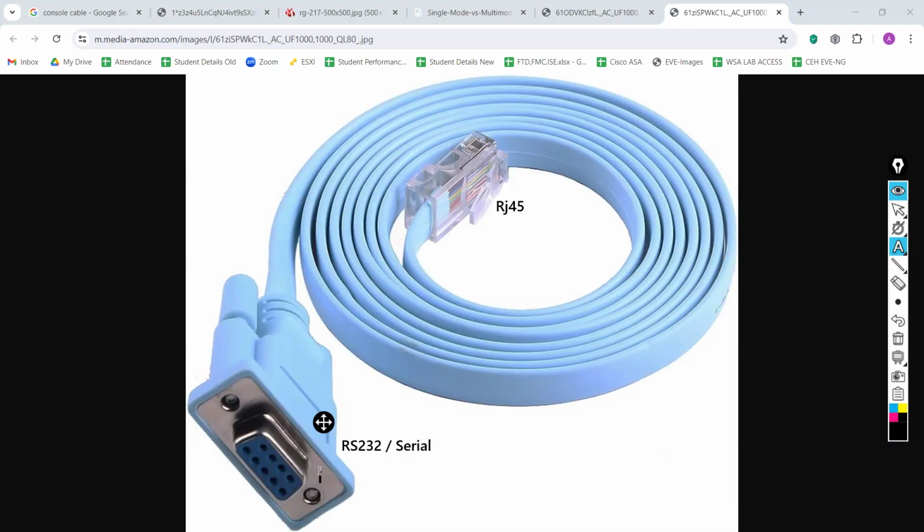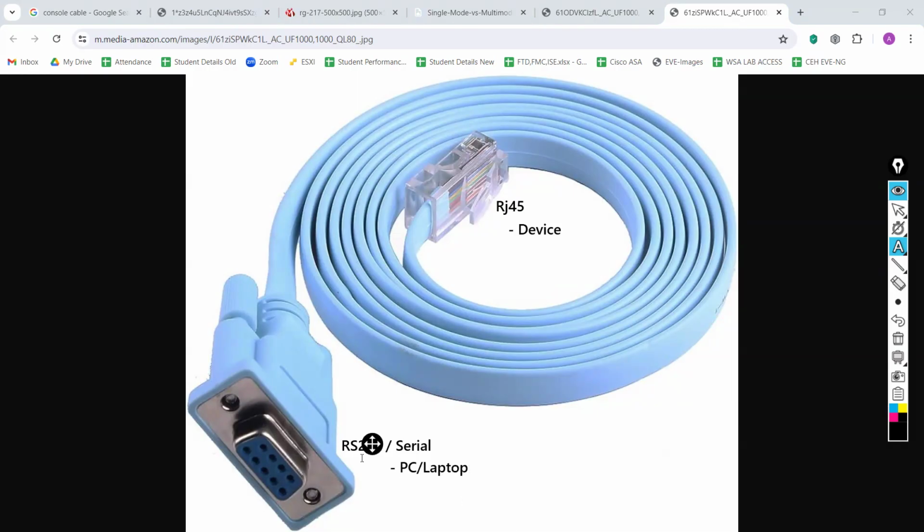Don't confuse it with VGA. VGA is different, serial is different. VGA will have 15 pins, and serial will have only 9 pins. This RJ45 connector will connect into your device, like your router or switch, whatever it is. And this you will connect into your PC or laptop, whatever you're using.